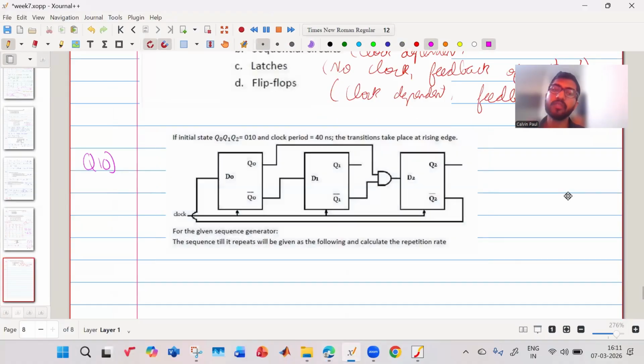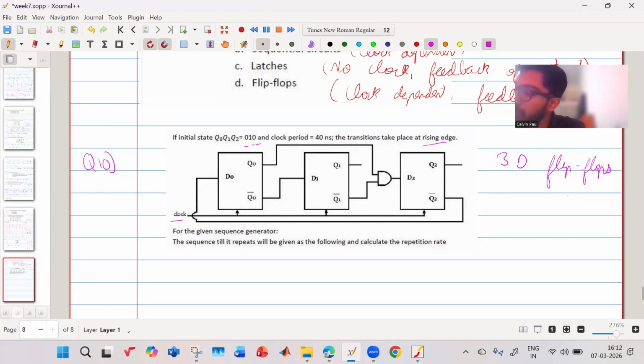Basically, this has 3 D flip-flops. The initial state they have given us is 0, 1, 0. Clock period is 40 nanoseconds. Transition takes place at the rising edge.